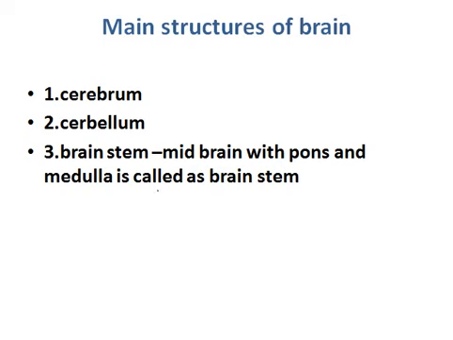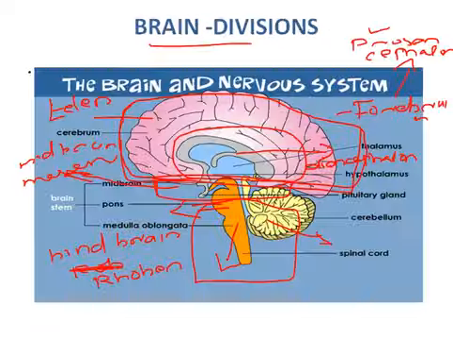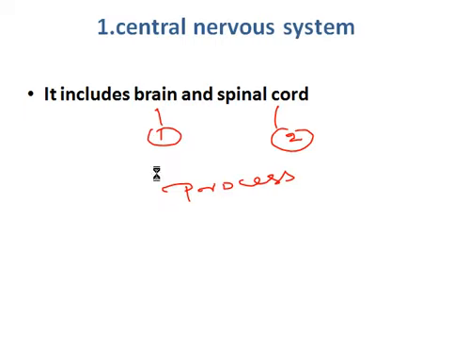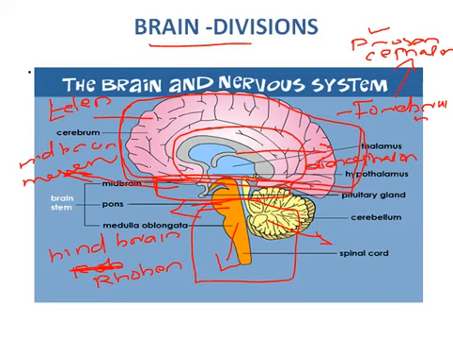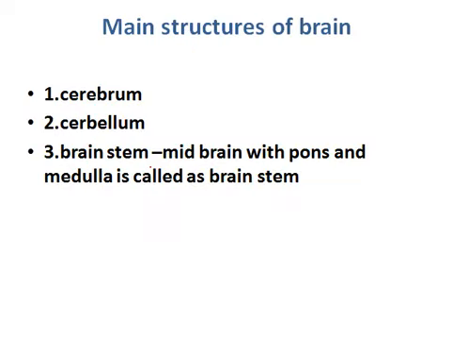Okay, next we will see some of the important structures. So far we have discussed what is nervous system, different parts. Mainly we discussed the central nervous system, the first part. I told that the central nervous system includes brain and spinal cord, and I told the different divisions of brain, and we can see different structures in the brain. The first one is cerebrum, then cerebellum, then brainstem.